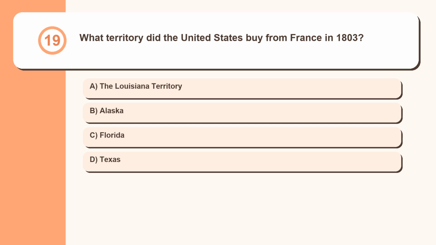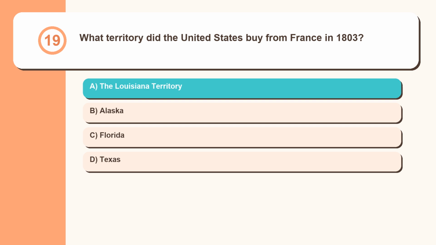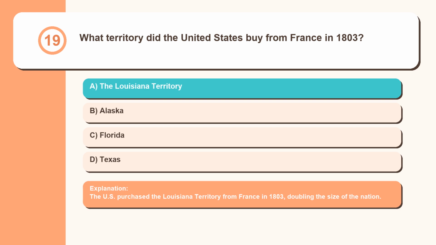Question 19. What territory did the United States buy from France in 1803? The Louisiana Territory, Alaska, Florida, Texas. The U.S. purchased the Louisiana Territory from France in 1803, doubling the size of the nation.